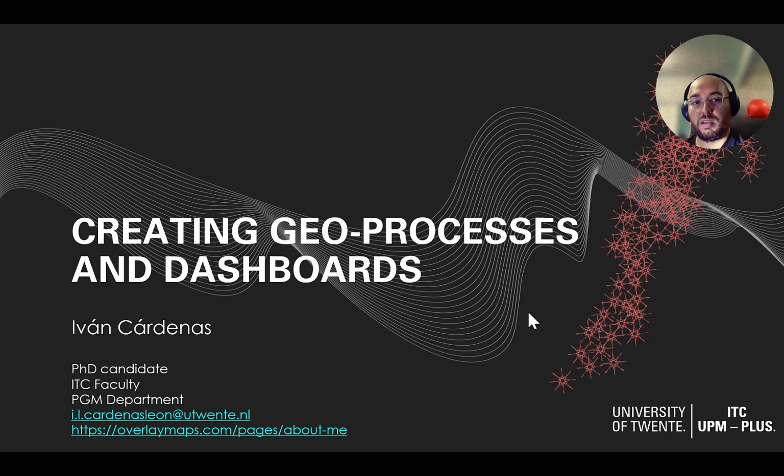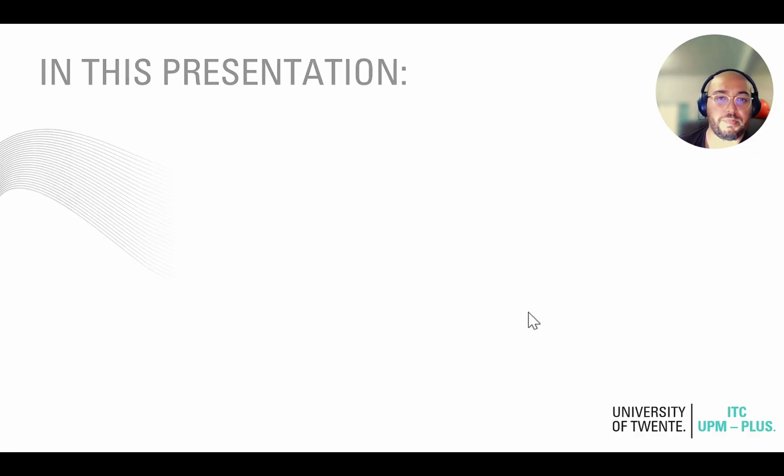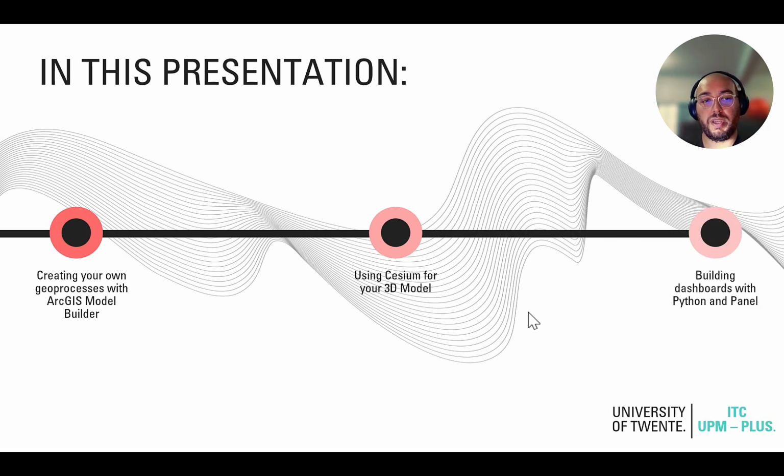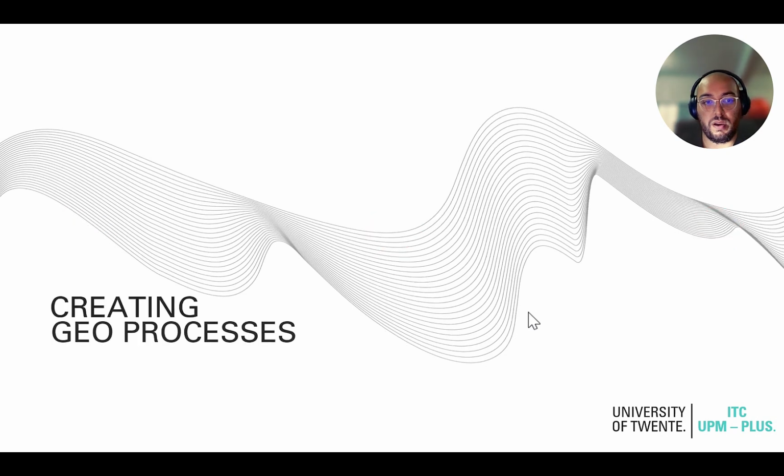But today I'm going to talk about how to create geoprocesses and dashboards. In this presentation, I'm going to start showing you how to create your own geoprocesses using ArcGIS Model Builder. Then I'm going to show you a little bit of how to use Cesium for your 3D model. This could be an option that you could integrate in your digital twin. And at the end, I'm going to show you how to build dashboards, both with Python panel and also with ArcGIS dashboards. So let's start with the geoprocessing.